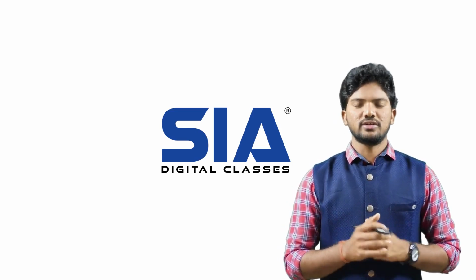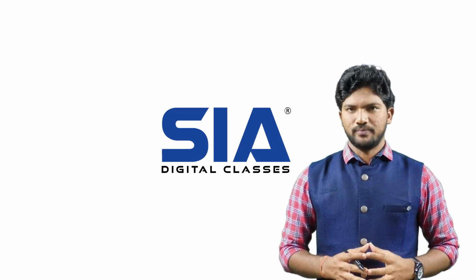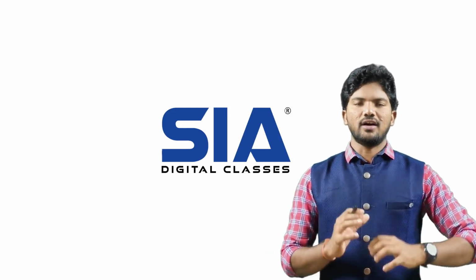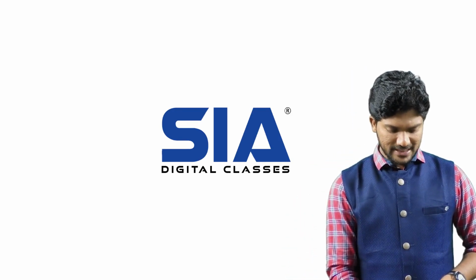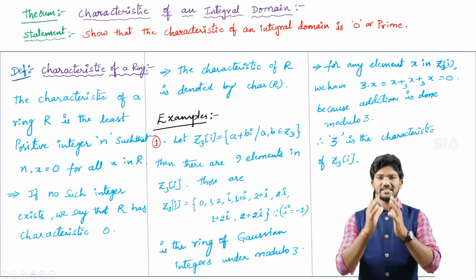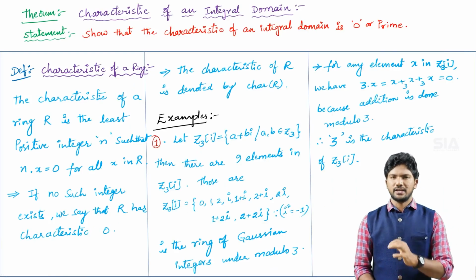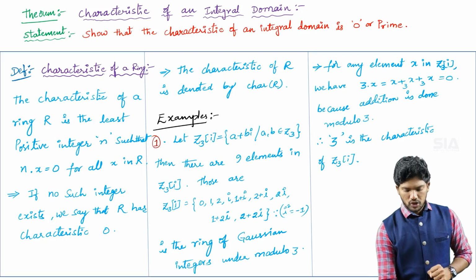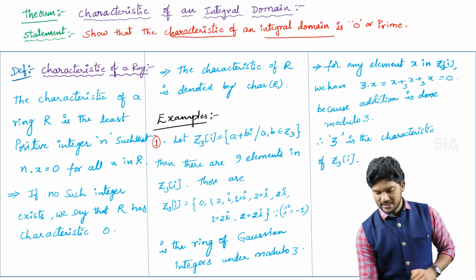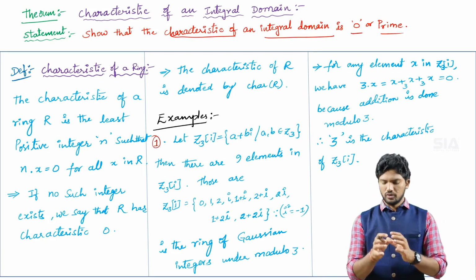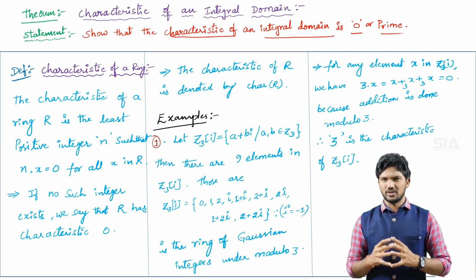In this lecture, we are going to discuss one of the important theorems, that is, characteristic of an integral domain. Actually, before this theorem we have another theorem, characteristic of a ring. So first of all we have to know what a characteristic is. First of all, see the statement of the theorem. The name of the theorem is characteristic of an integral domain, and the statement is that the characteristic of an integral domain is 0 or prime. So we have to prove that the characteristic of an integral domain is 0 or prime.